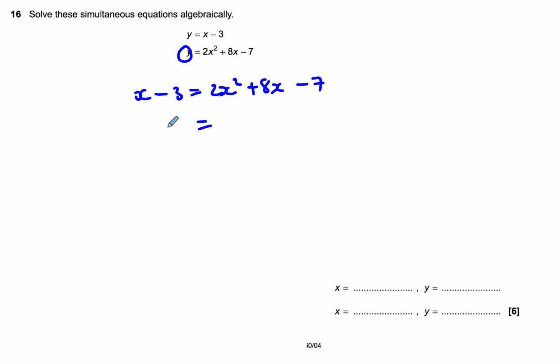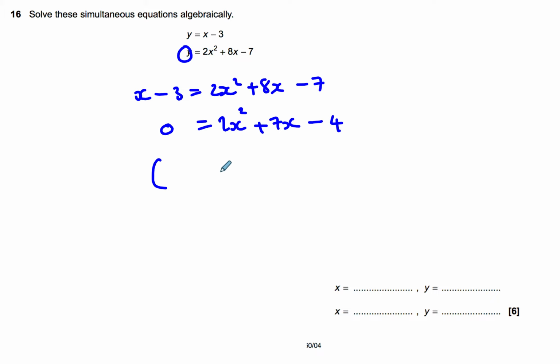So typically in any quadratic, you always want to rearrange the equation so that one side of the equation is equal to 0. It doesn't matter which side. So we're going to keep these values here. If I move over the x, that will cause the 8x to drop down to 7x. And if you move the 3 across, it will cause the minus 7 to plus 3, giving you minus 4.